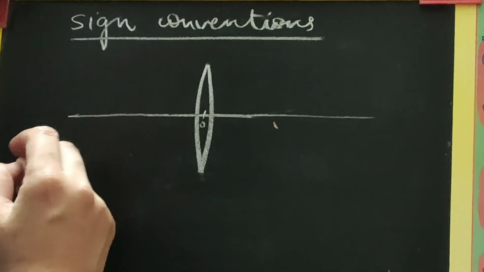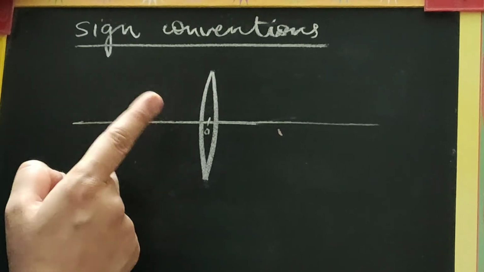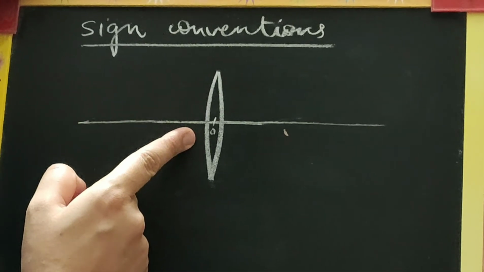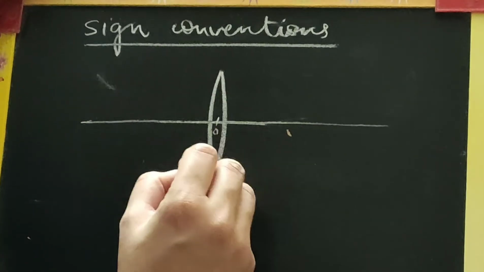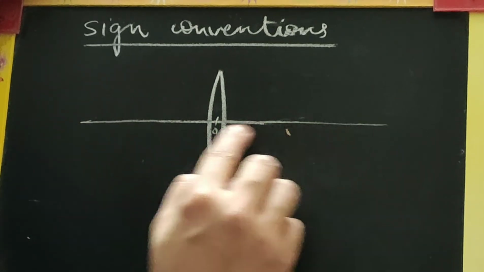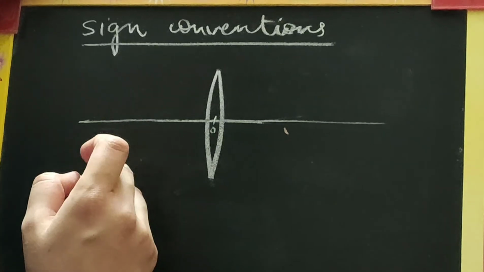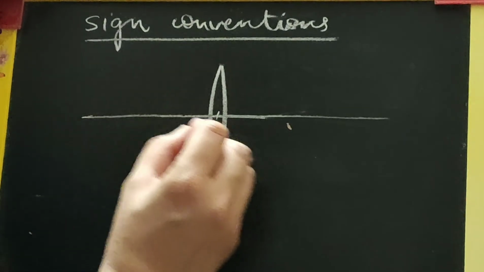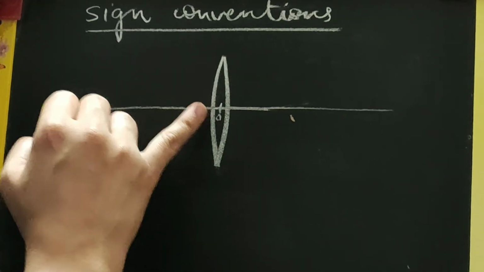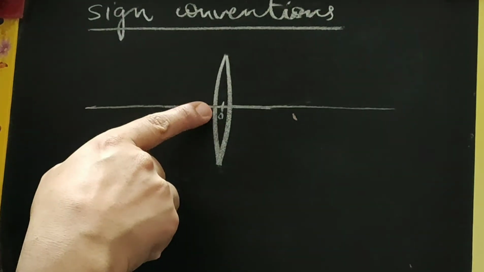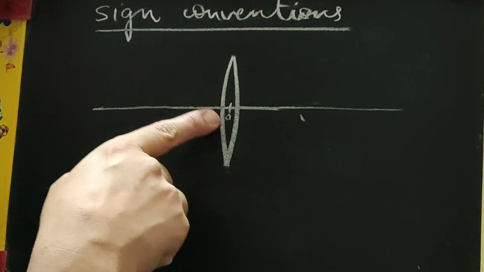Sign conventions for lenses. You have already done sign conventions for mirrors. Now we are discussing sign convention for lenses. You will find some of the points are similar. I have drawn a convex lens here, and I have also drawn its principal axis, labeled the optical center as well. For lenses, all distances are measured from the optical center. Like in mirrors, all distances were being measured from the pole. For lenses, the reference point is going to be the optical center. So, all distances are measured from the optical center.